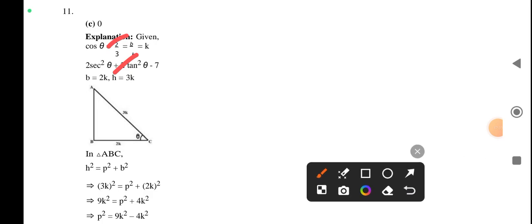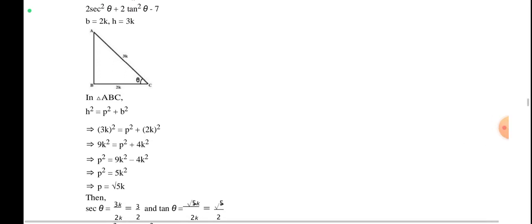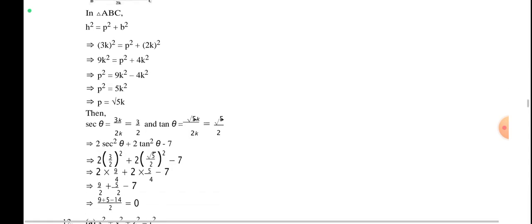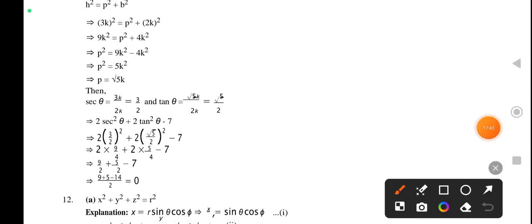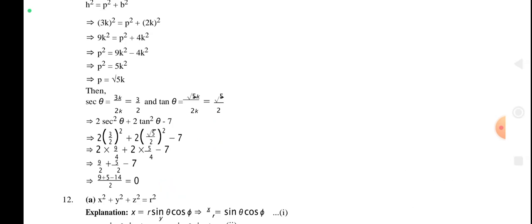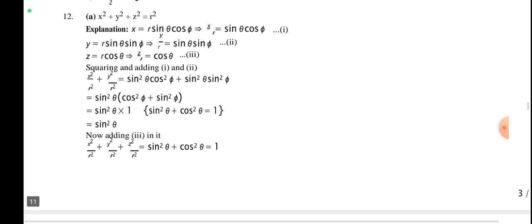Check, by using the Pythagoras theorem. After getting the p value from the Pythagoras theorem, you don't want to apply k and all, since it's an MCQ you can directly write secant theta 3 by 2, tan theta root 5 by 2. Substitute it, and see what you get at last. It's important. Question number 12.